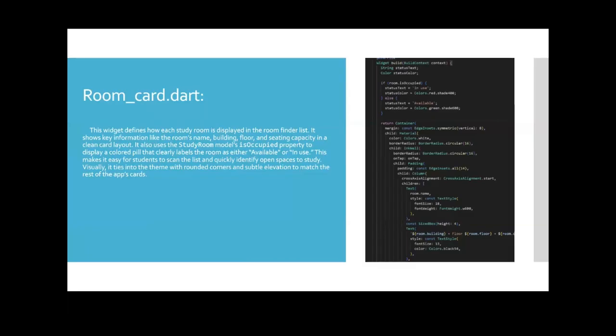And finally, we have the room card. This is our card for the room finder. It will show the key information of the room's name, building, floor, and seating capacity, which you can all see in the container to the right. It will show the in use and available at the start of the widget, and the container will contain all the information within the widget. For the button you will actually see, that would be our available or in use, like we talked about earlier.